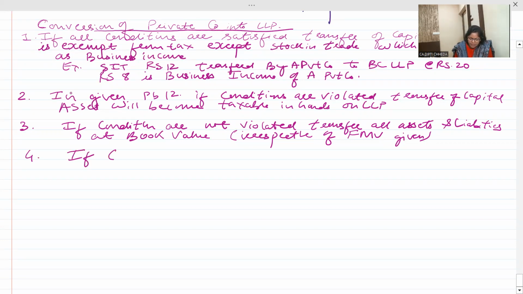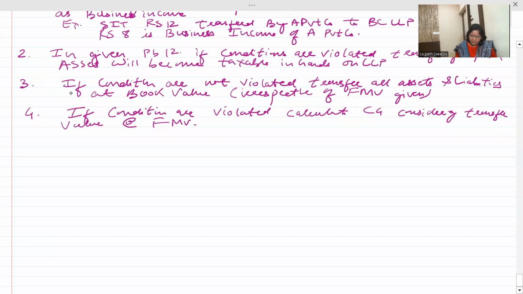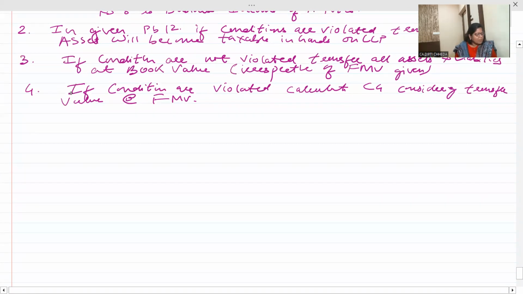Next, if conditions are violated, calculate capital gain considering transfer value at FMV. Please let me know if the points you are writing, the mindset, is clear. If conditions are violated, then calculate the capital gain considering transfer value at the fair market value. ठीक है ना? चलो साथ में करते हैं problem number 12.